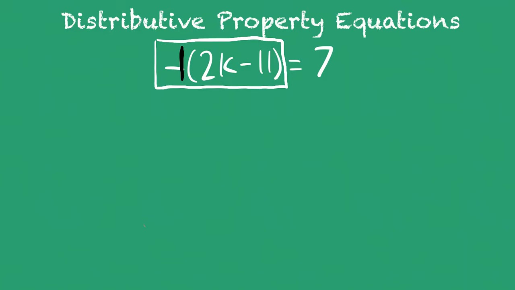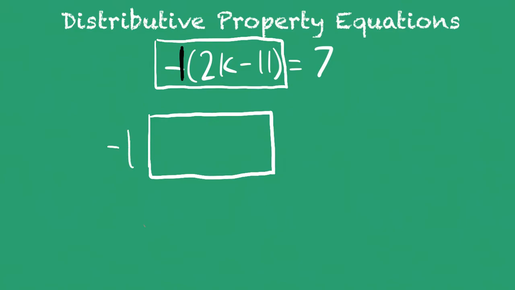So I'm going to draw a rectangle here. And outside on the left, I'm going to write the number outside the parentheses being multiplied, negative 1. And then on top, I'm going to write the expression inside the parentheses, 2k minus 11. And I'm going to multiply the negative 1 by both of those terms. So negative 1 times 2k. If the signs are different when you're multiplying, the result is always negative. So we have negative 2k.